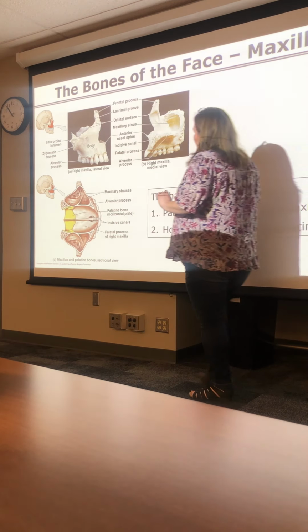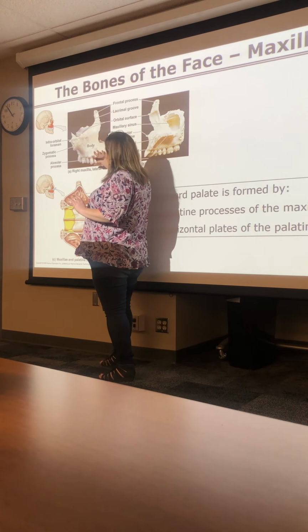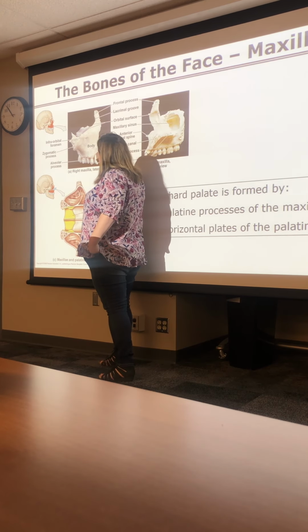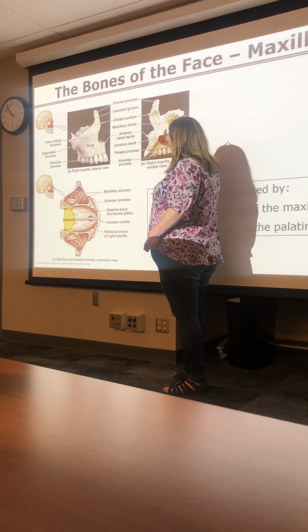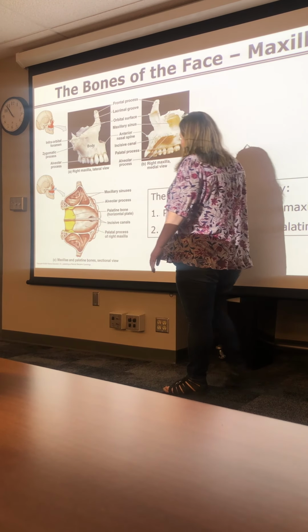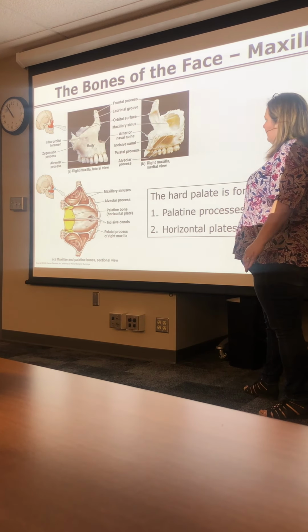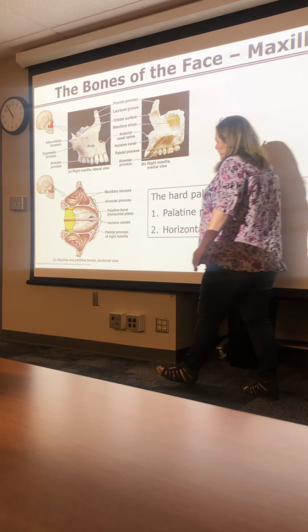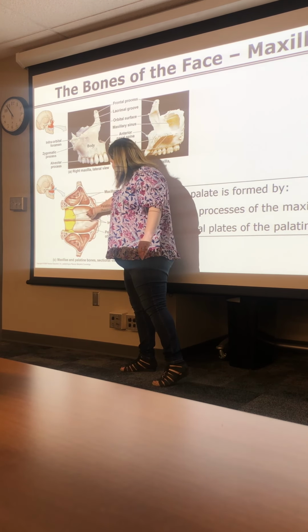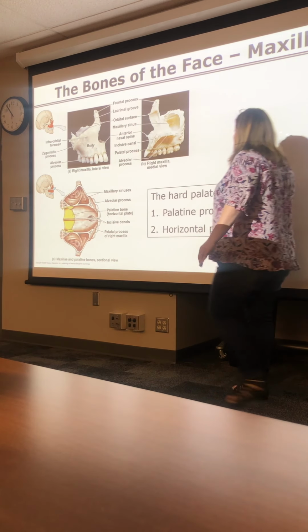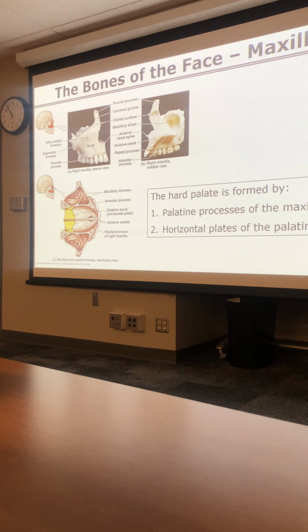So here again, we're looking at one of the maxillae. So this is a maxilla. You can see the alveolar process here. And you can also see that there's this extension that comes away from the maxillae as well. And this is known as the palatal process, or the palatine processes.